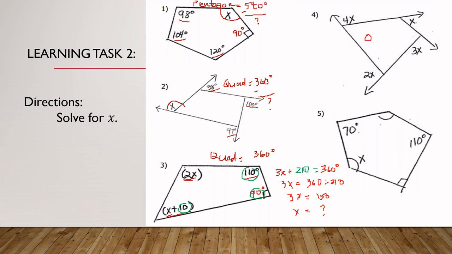Okay. For number 4, again, this is a quadrilateral. And the sum of the exterior angles is 360 degrees. Okay? So, again, i-add mo ulit 4x plus 2x plus x plus 3x equals 360. Okay? Then, divide both sides by 10. Then, solve for x. Okay, next. Sa number 5, this is a pentagon. Sum of the interior angles of a pentagon is 540.